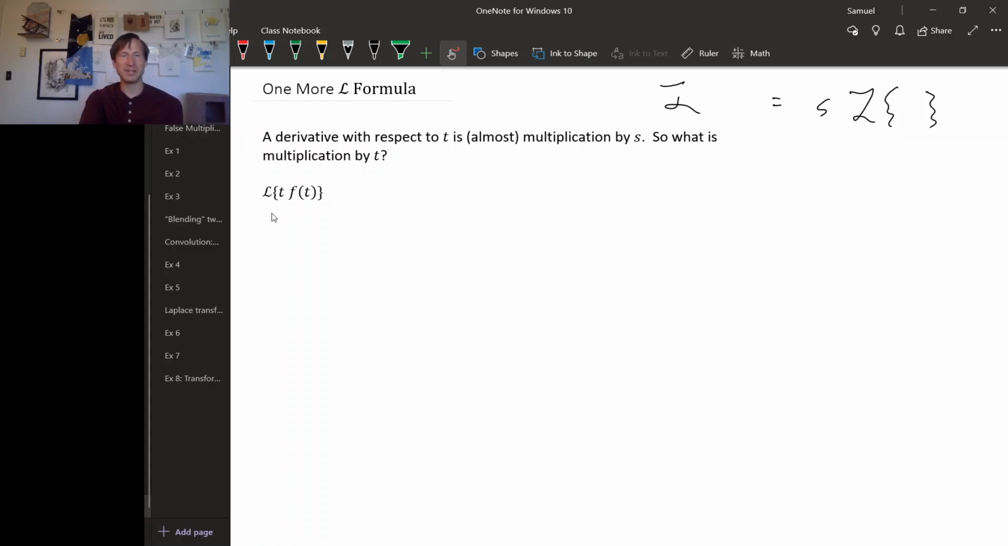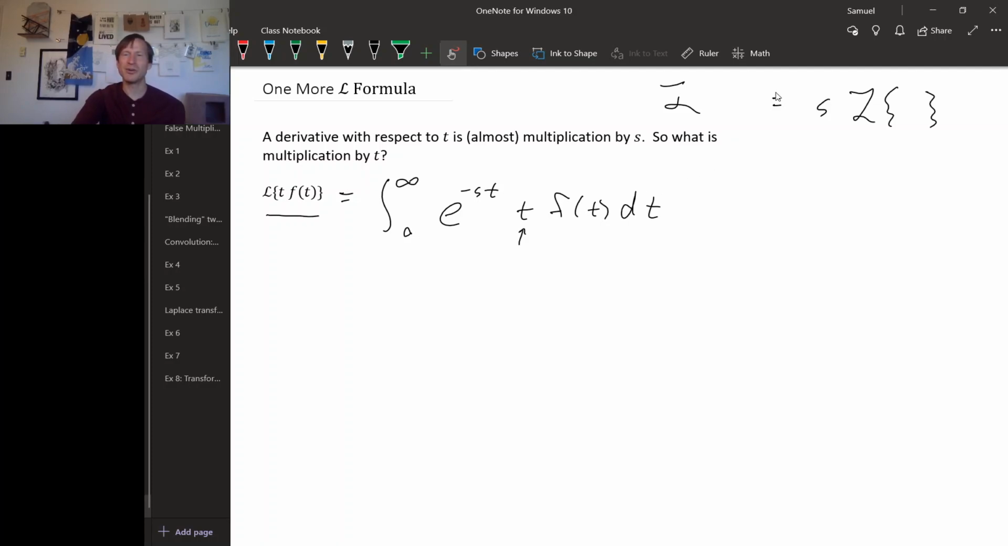So what I'm talking about here is the Laplace transform of t times a function. Of course, since we don't have a formula for this yet, we have to use the definition. So the integral from 0 to infinity of e to the minus st times t f of t dt. And it's hard to know what to do with this sort of thing. We're going to have to get this t somehow to be somewhere else so that we can make the Laplace transform of f show up.